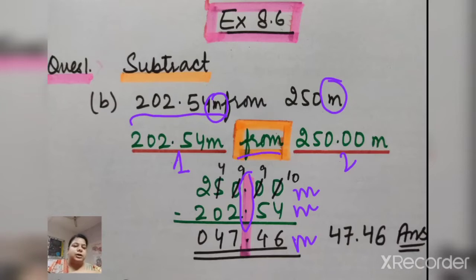So 0 will become 10, 10 minus 4 you will get 6, then 9 is remaining, 9 minus 5 is 4, then again 9 minus 2 is 7, 5 will become 4 after giving 1. So 4 minus 0 will be 4, 2 minus 2 will be 0. So 47.46 meters will be your answer, right?